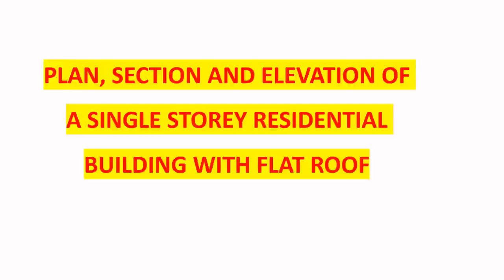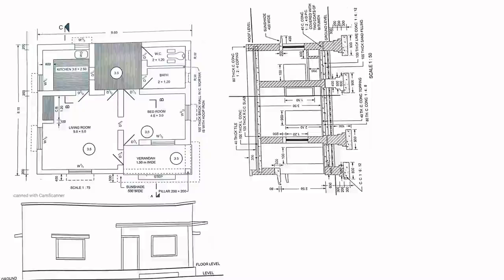Now we will see the plan, section and elevation of a single story residential building with flat roof, as an example. You can see here, this first one is the plan. This is the elevation.